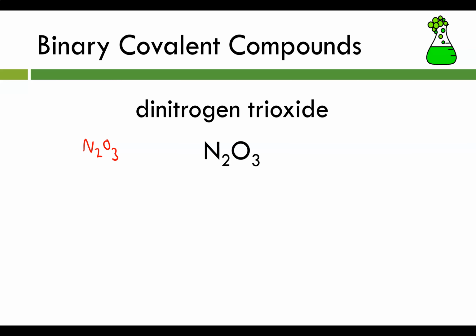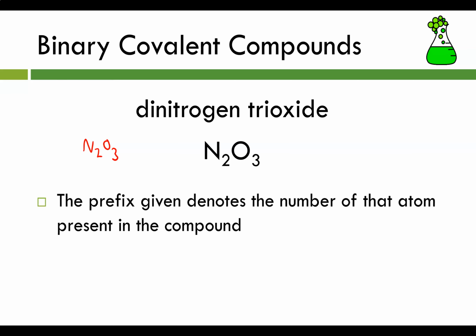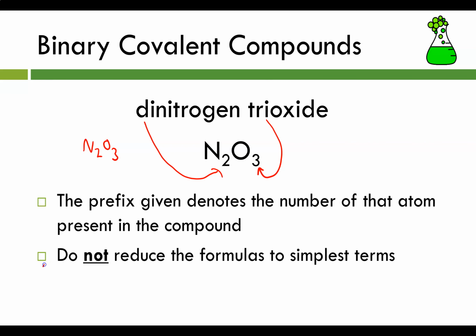It basically tells you exactly what you need to write. So the prefix, again, just matches the subscript. I need 2 nitrogens in this case. I need 3 oxygens. One really important point: do not reduce the subscripts or the formula to the simplest terms.